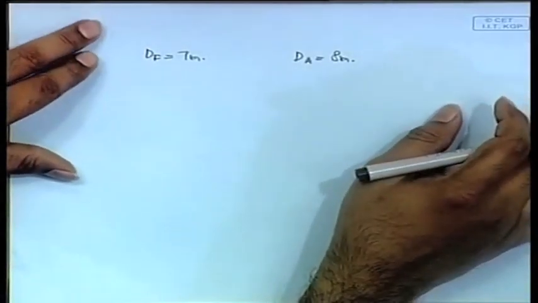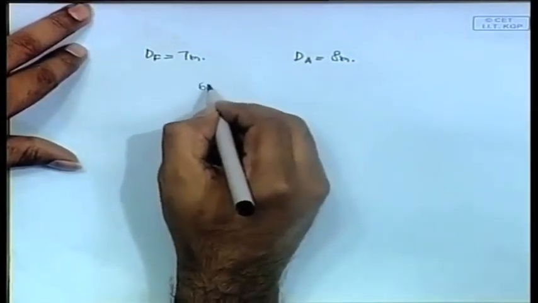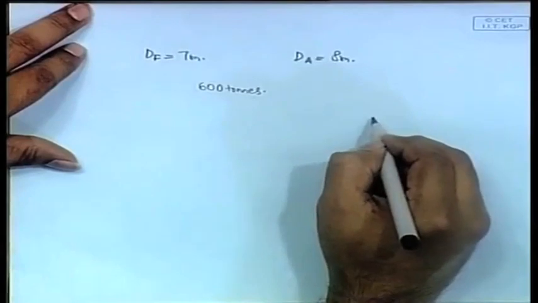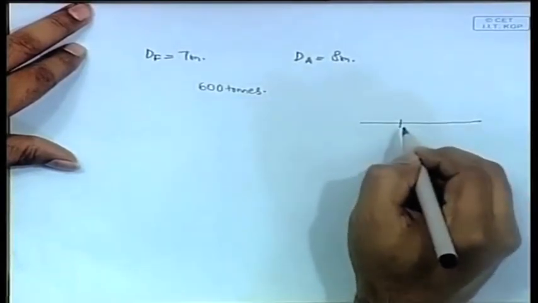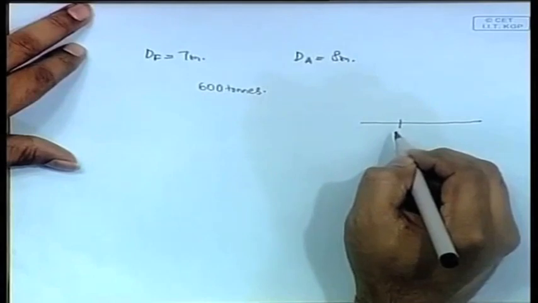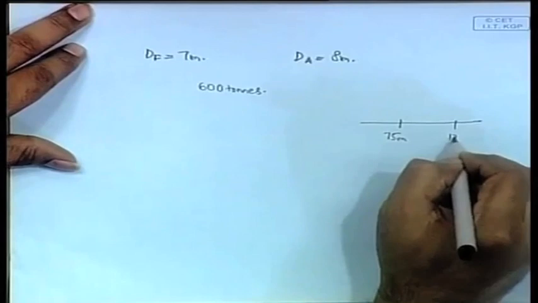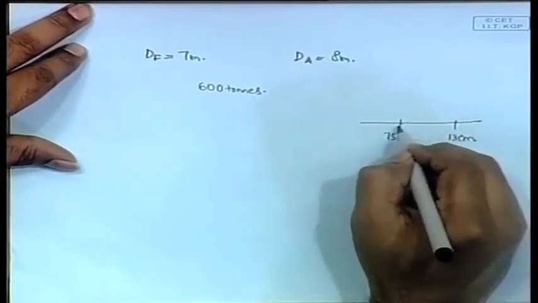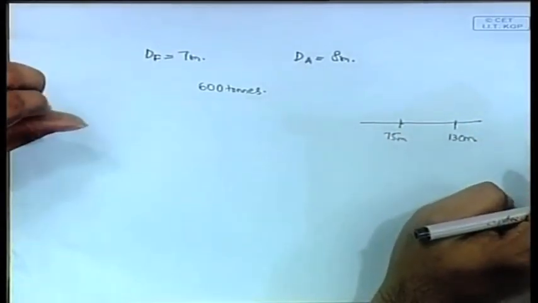Okay. So, you are going to transfer 600 tons of cargo between, like if this is the ship, one point 75 meter forward and a region which is 130 meter forward. From here to here you are shifting a weight. So, you are told how much distance it is shifted, that is also told.